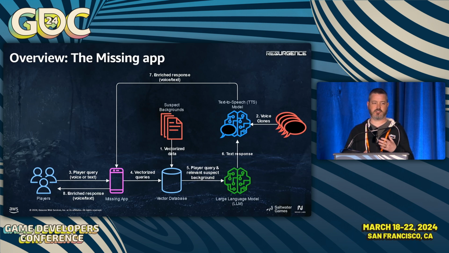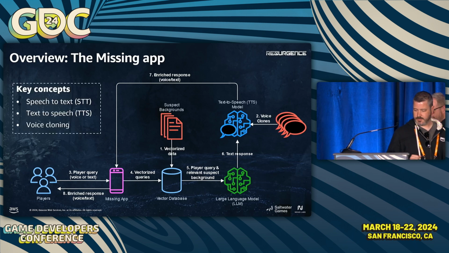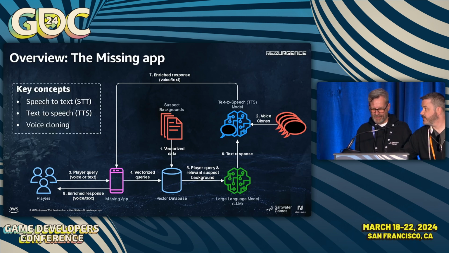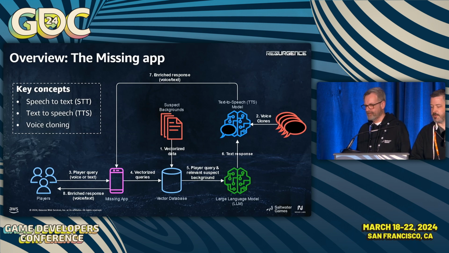It can deal with tone of voice, certain emotions, and all of that gets passed to the text-to-speech model. That then passes back into the mobile phone app, and it plays audio back at you in the voice and personality of the character that you're interacting with. So, yeah, that's what we did for the missing app. The additional concepts being the text-to-speech and the speech-to-text and voice cloning.